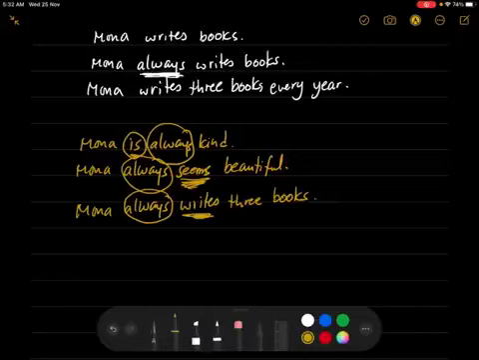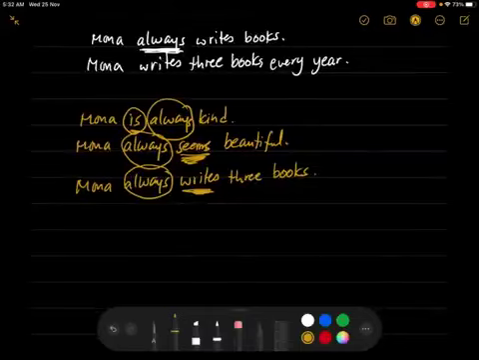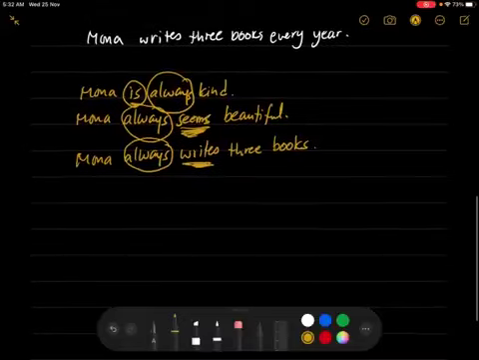Sometimes we have indefinite adverbs of frequency like always. We have sometimes, usually, often, occasionally, hardly, hardly ever, seldom, rarely, never, and all of them follow the same positioning or the same location as always. But we have something special about sometimes and usually.